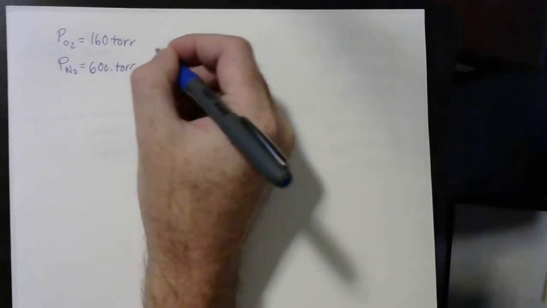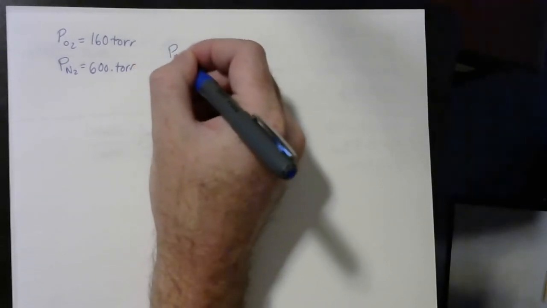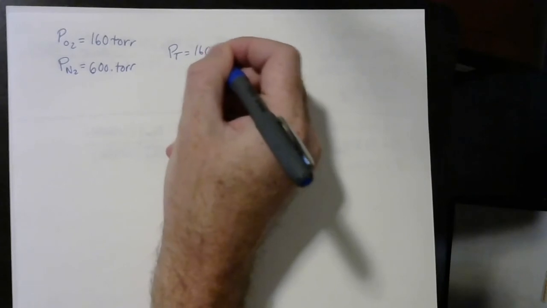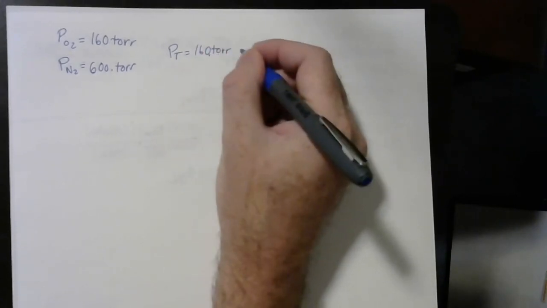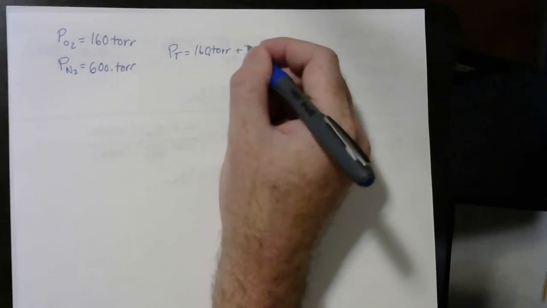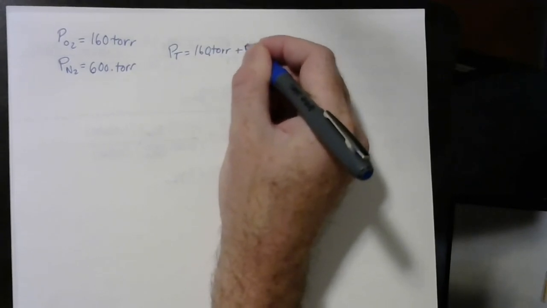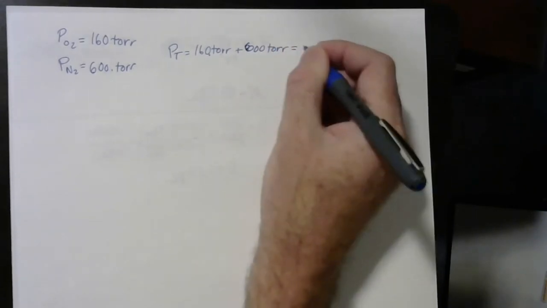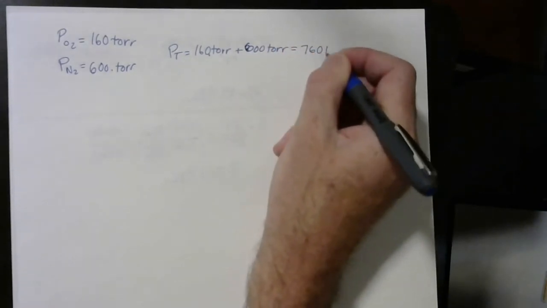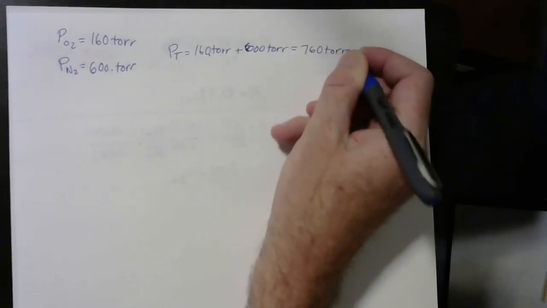So now if we look at this problem, we have these two gases. To get the mole fraction, I'll first need the total pressure. So that's going to be 160 torr, and I'm going to treat this to the ones place for 3 sig figs. And so we're going to have 600 torr for a total of 760 torr, or 1 atm of pressure.